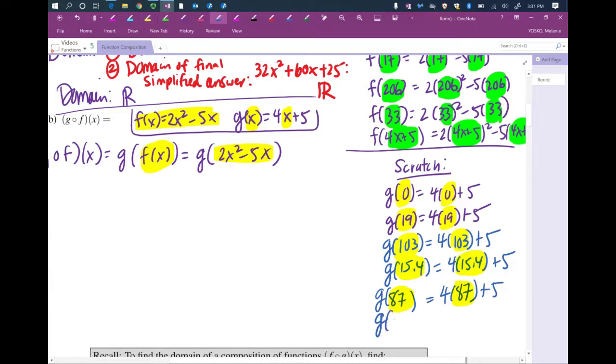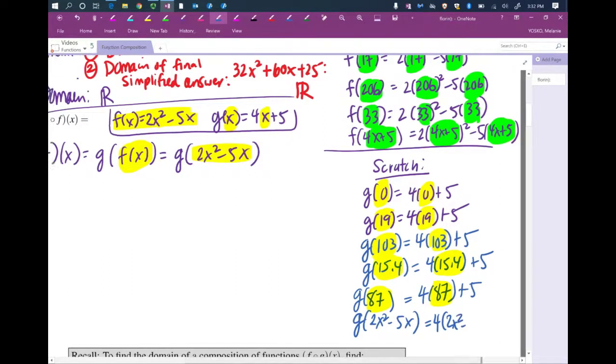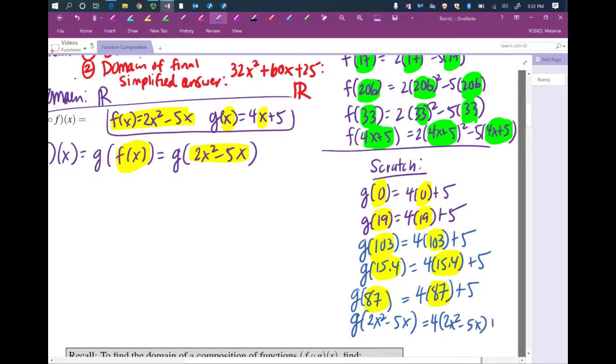So what is g of 2x squared minus 5x? Well, that's 4 times 2x squared minus 5x, plus 5. And I snuck it in there, right? So it kind of lulls you into complacency. You just plug in numbers. You can do that all day long. And then I slipped in one when you were sort of on autopilot. And then you were able to do it. So that's going to be our strategy.